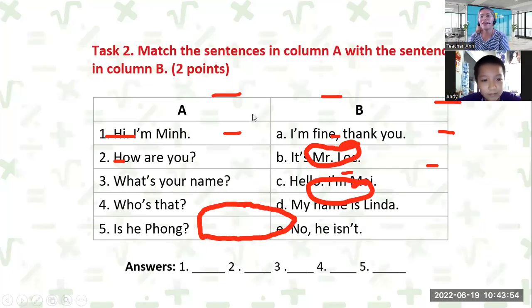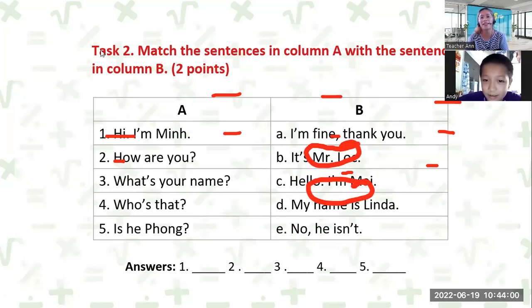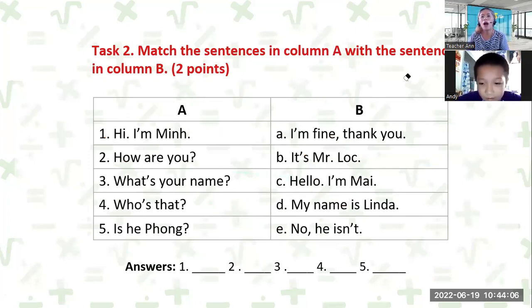Thank you, Andy. Okay, wait, the teacher will erase this first. Thank you. You know how to erase? Okay, so now, Andy, look at this one. Match the sentences in column A with the sentences in column B. You have letter A and letter B. So, example number one. What is the answer for number one? Hi, I'm Min. What is your answer? A, B, C, D, or E?